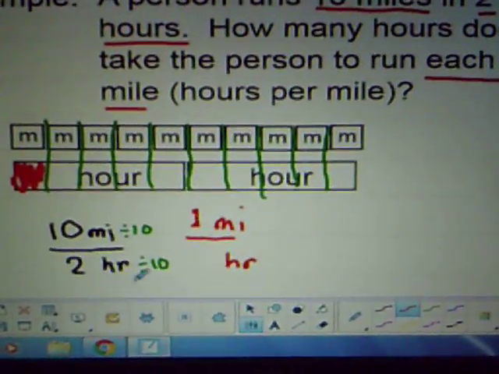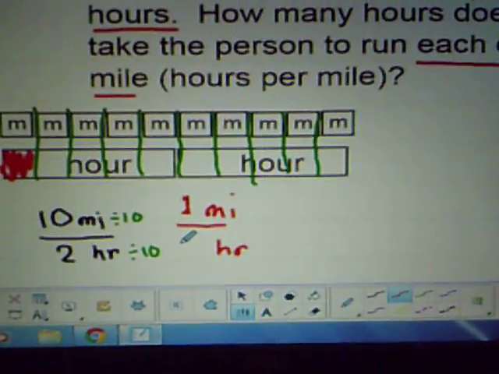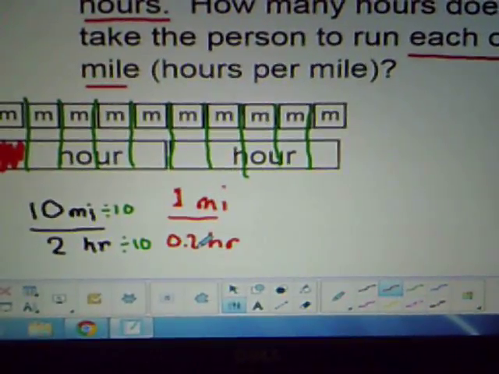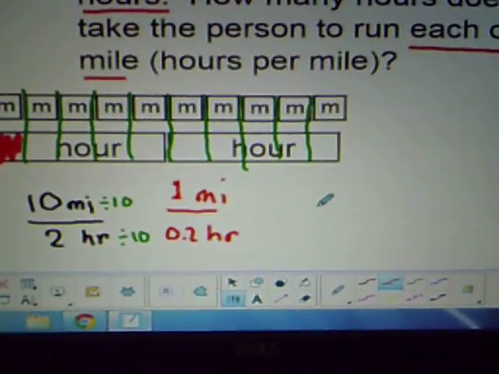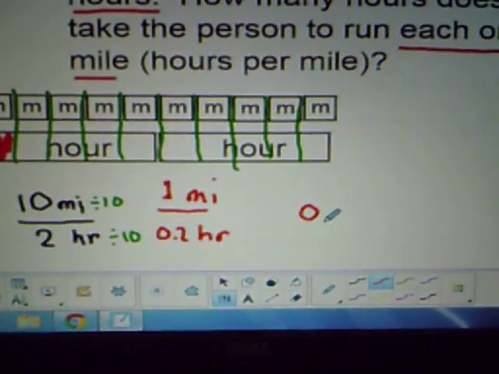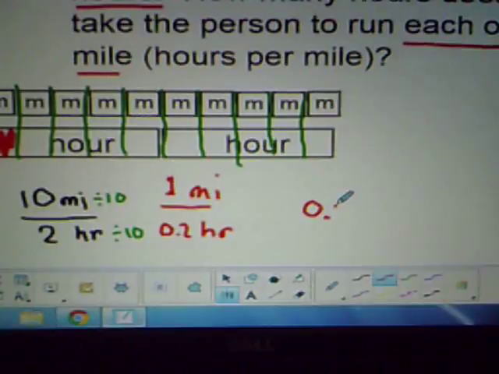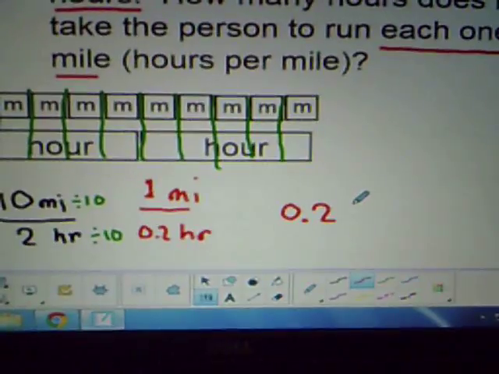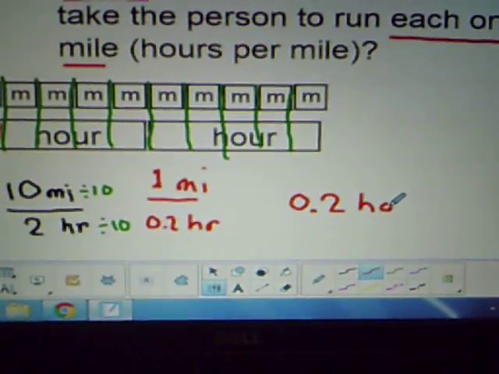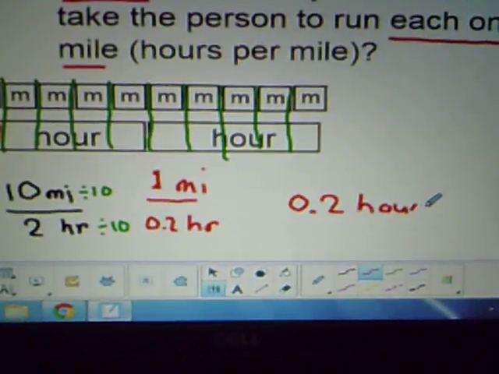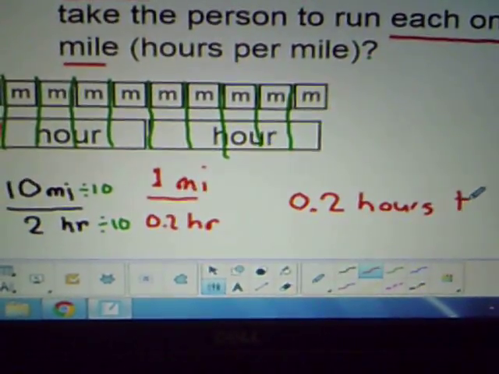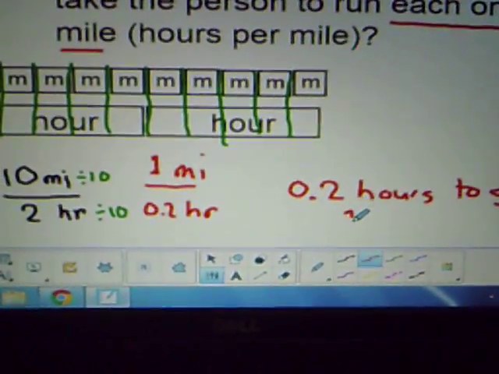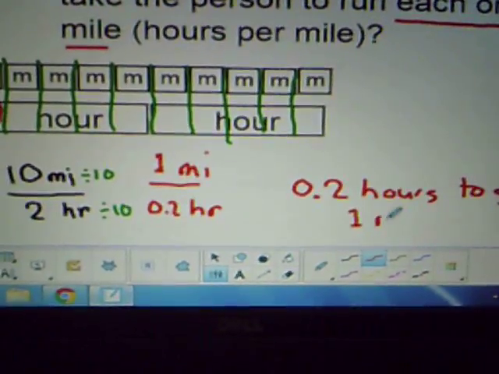But 2 divided by 10 will come out to 0.2, or in other words, 2/10. So we could say that this person will take 2/10 or 0.2 hours to go, and sorry, it's slow for me to write on this, I'm using my mouse, to go 1 mile.